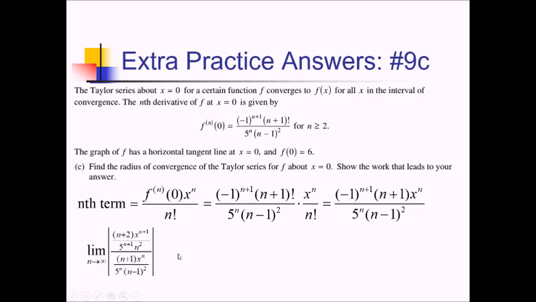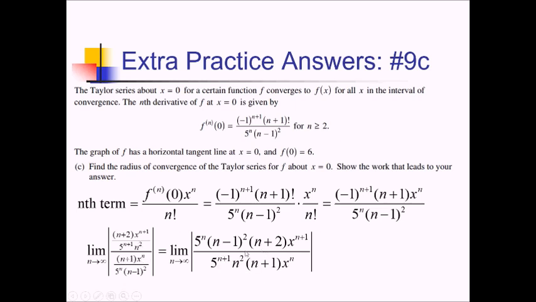All right, time to multiply by the reciprocal, same change-flip business here. We've got n plus 2 times x to the n plus 1 times the denominator down here, 5 to the n times n minus 1 squared. And now in the denominator, I've got 5 to the n plus 1 times n squared times n plus 1 times x to the n. So this is not really happiness right now, but we're going to cancel some things out. So we have a 5 to the n and 5 to the n plus 1. Those can interact a bit, leaving me with just a 5 downstairs.